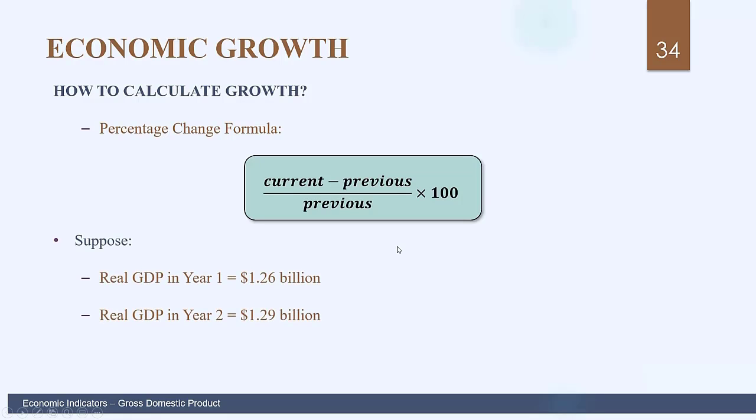For example, suppose real GDP in year 1 is 1.26 billion, and next year it is 1.29 billion. So we use our formula. We take 1.29, subtract 1.26, divide that by 1.26, we multiply that by 100, and we get that the growth rate is 2.38%. So it's a fairly straightforward application of the percentage change formula. So if we want to look at growth in real GDP, we use this formula.